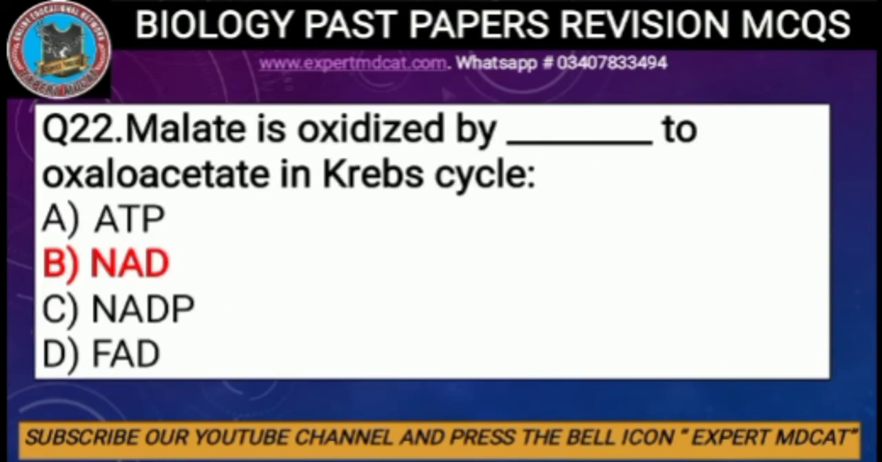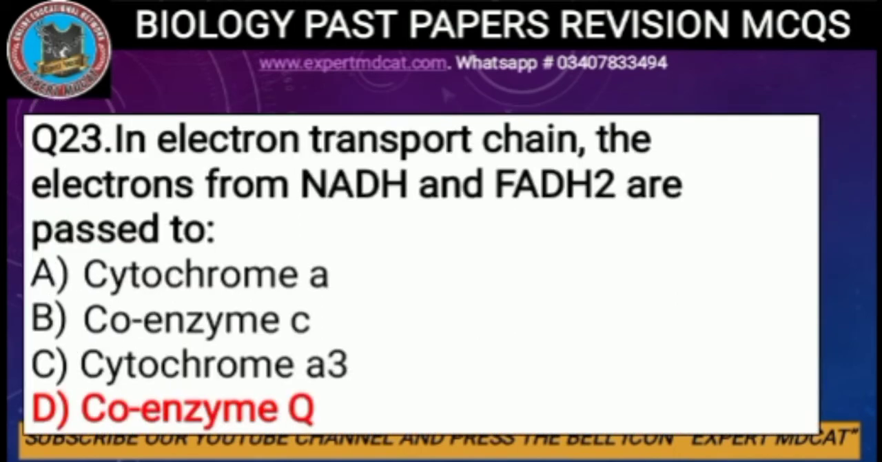Question number 22: malate is oxidized by dash to oxaloacetate in the Krebs cycle. Options are A ATP, B is NAD, C is NADP, and D is FAD. Here the correct option is B, that is NAD, because oxidized means loss of electrons and malate is oxidized by NAD positive to oxaloacetate.